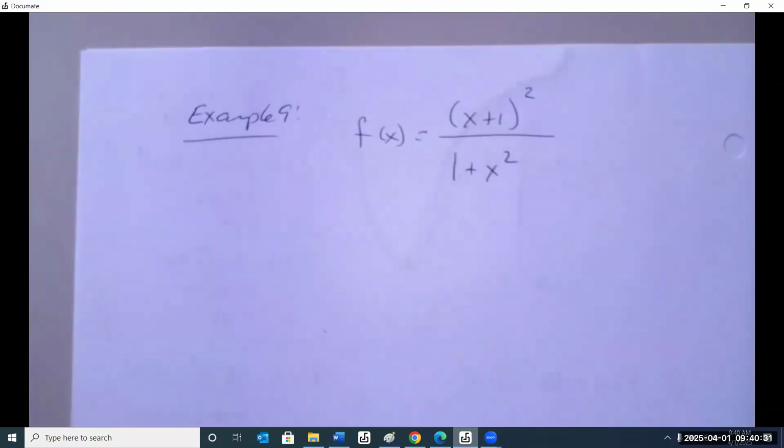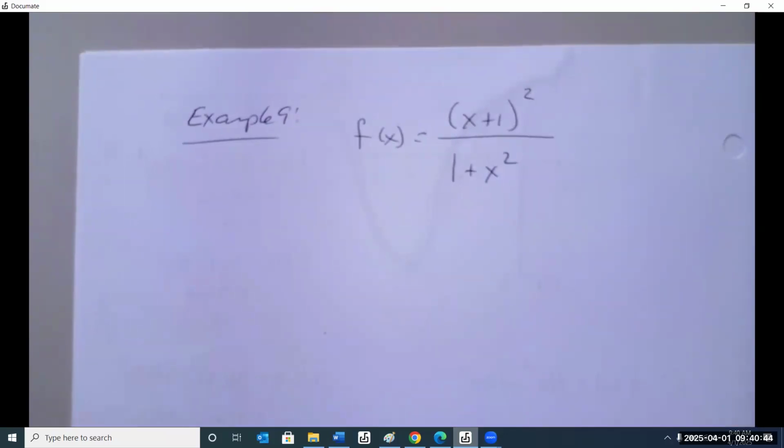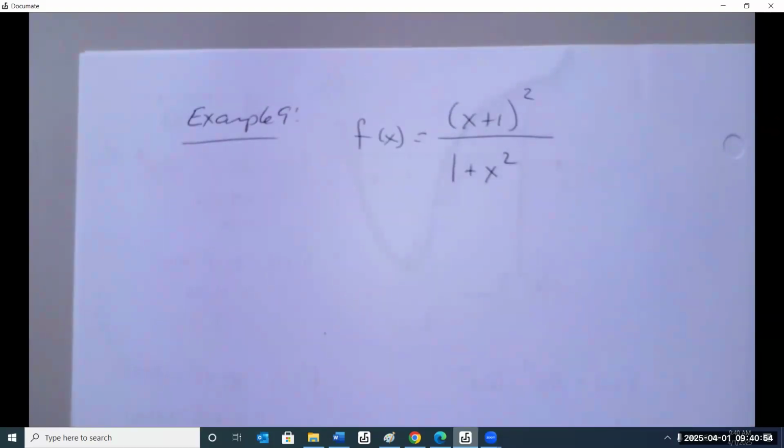Now, the hard part about this, okay, what can this tell us? Where are our x-intercepts? Do we have any vertices? What are our horizontal and vertical asymptotes? What can you tell me about this equation just by looking at it?